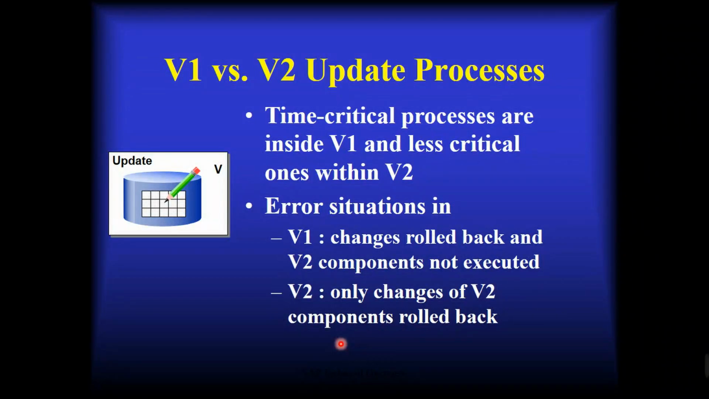That means suppose V1 has run successfully up to a certain part, and the rest of the part has failed, then the system will roll back to the previous position. Now once V1 is successful, the components of V2 are going to be executed. If V2 then fails, that means only the V2 changes are rolled back, because V1 is successful but V2 is not, so only the V2 components will be rolled back to the previous position.